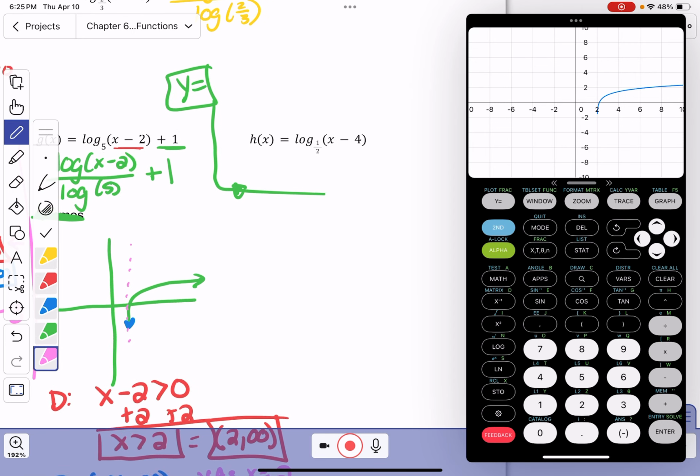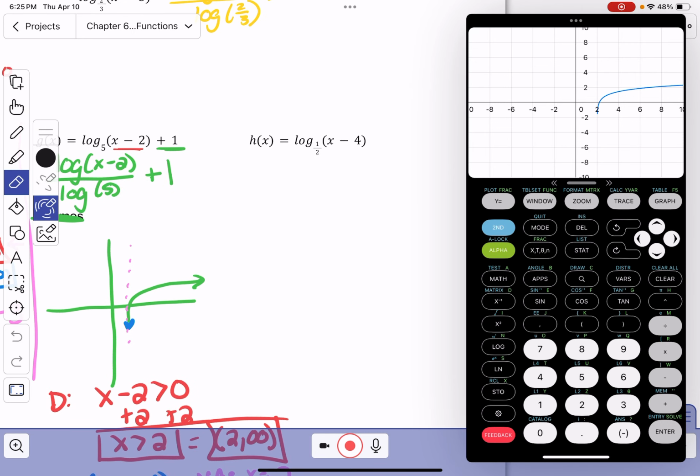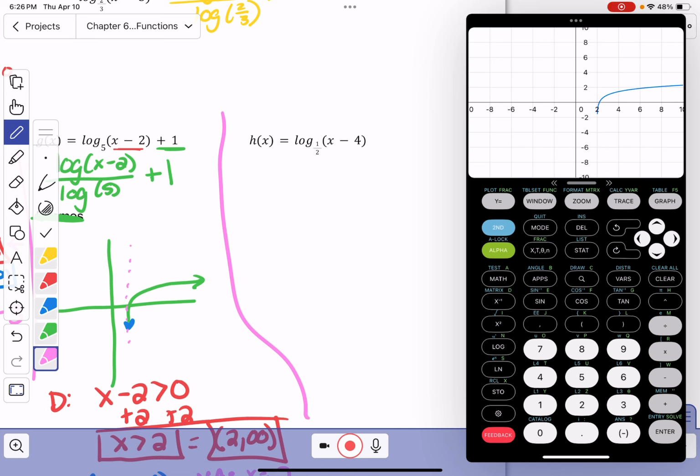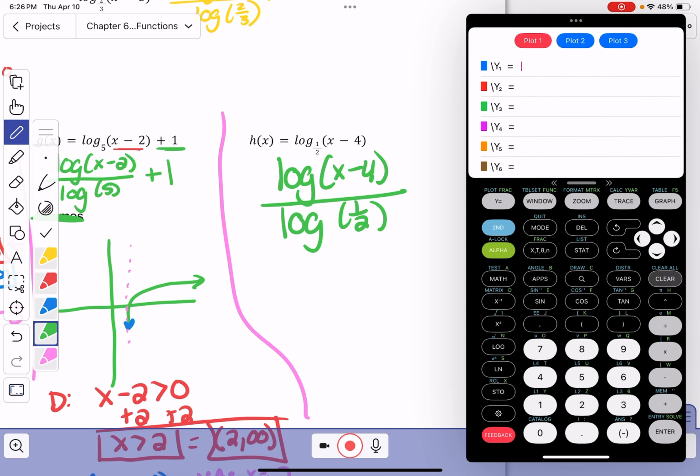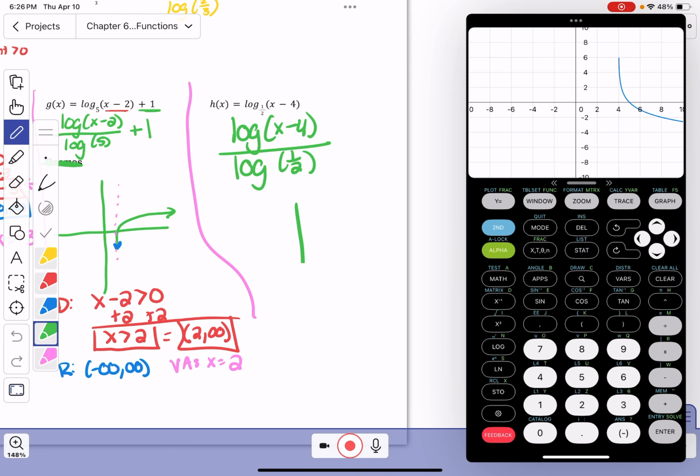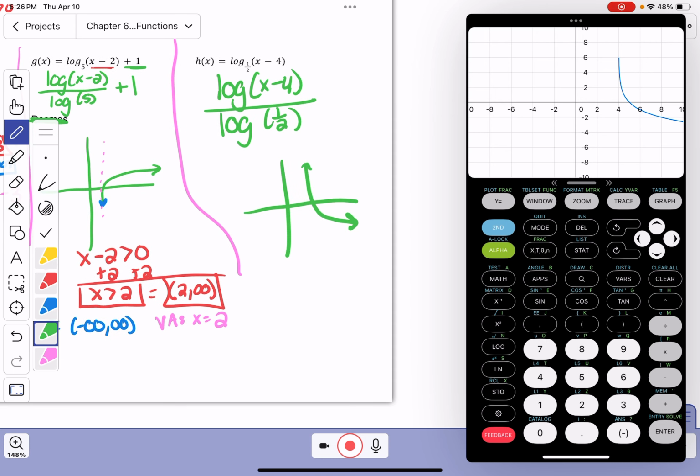All right, let's do one more of these. Okay, so we're going to use our change of base. So we're going to say log of x minus 4 over log of 1/2. We're going to type that in the calculator. Log of x minus 4 divided by log of 1/2. Graph it. This one's decreasing. So just like exponents, you can have increasing and decreasing.